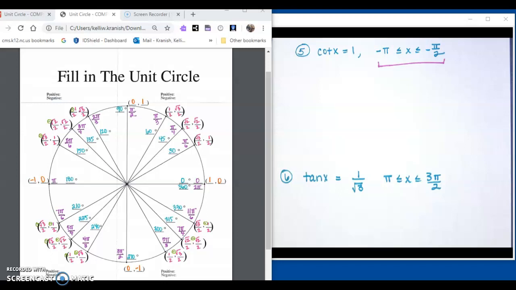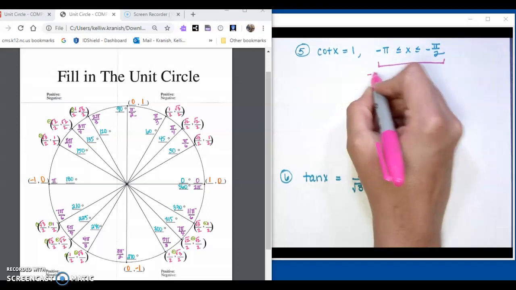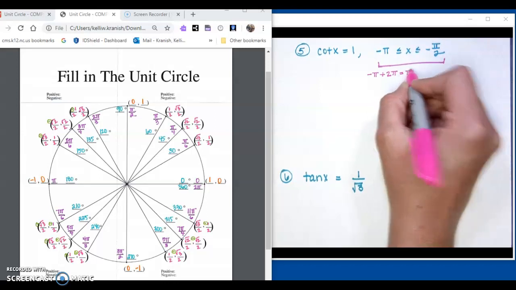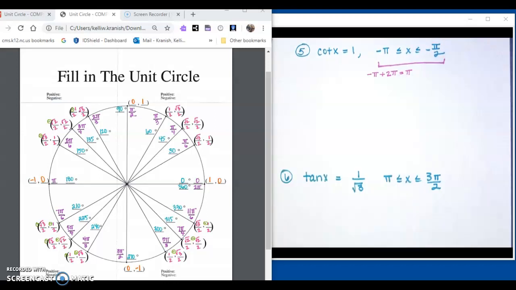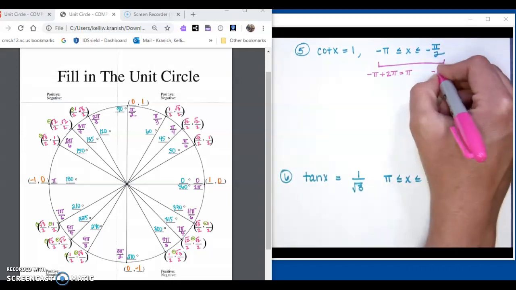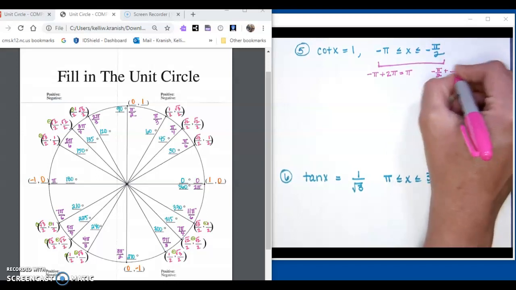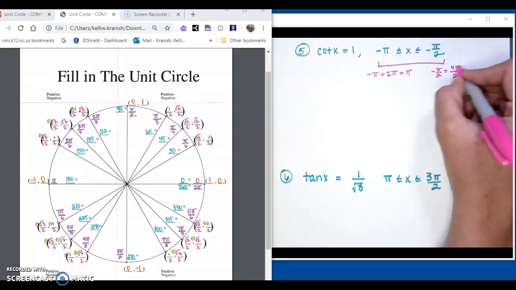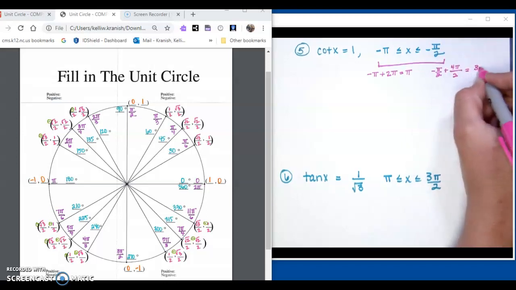So if you remember, coterminal angles are a circle apart. So in radians, they're 2 pi apart. So for negative pi, if we add 2 pi to that, that'll give us pi. And for negative pi over 2, if we want to add 2 pi to that, we want to have the same denominator, so you would add 4 pi over 2. And that'll give us 3 pi over 2.